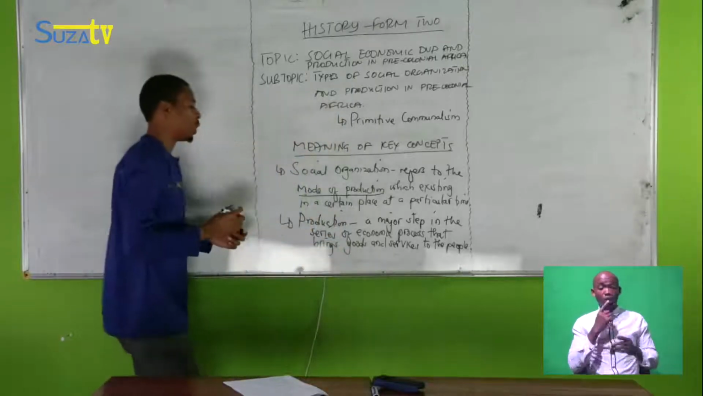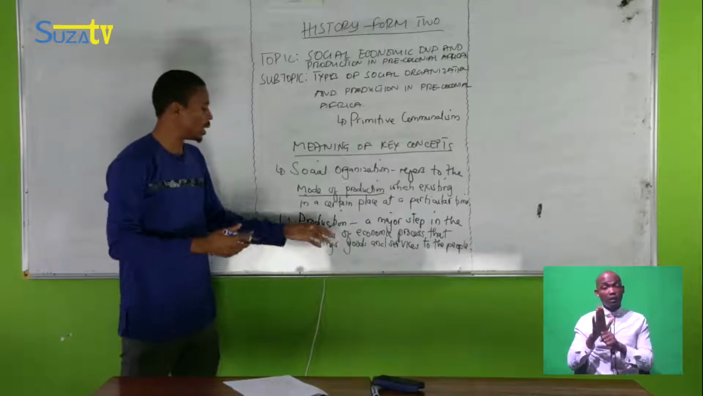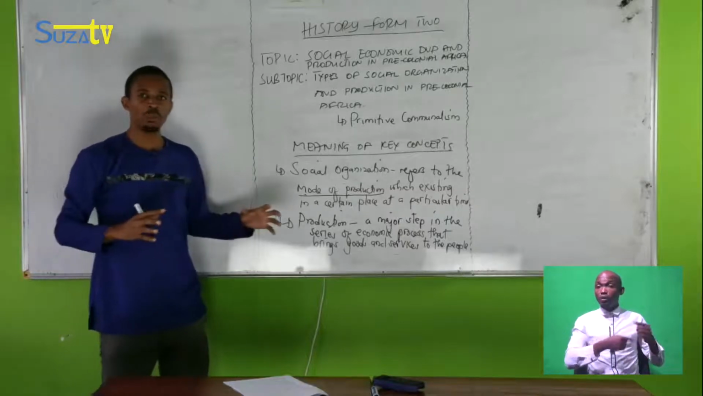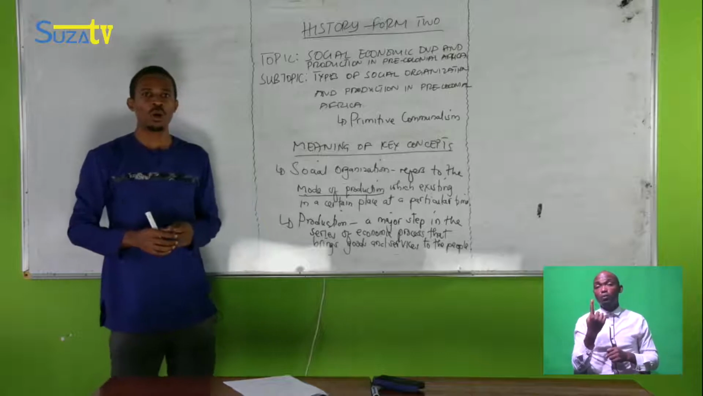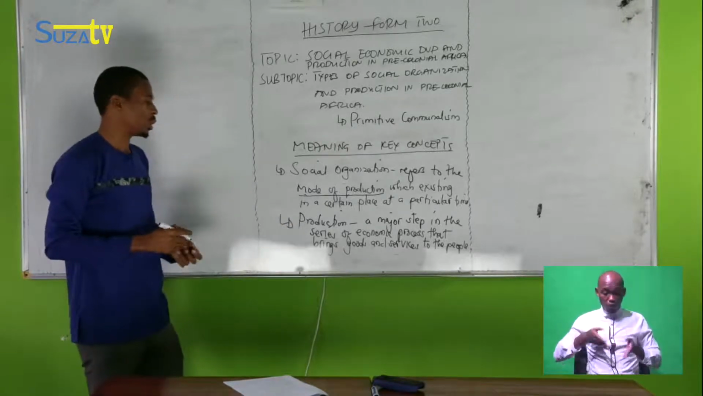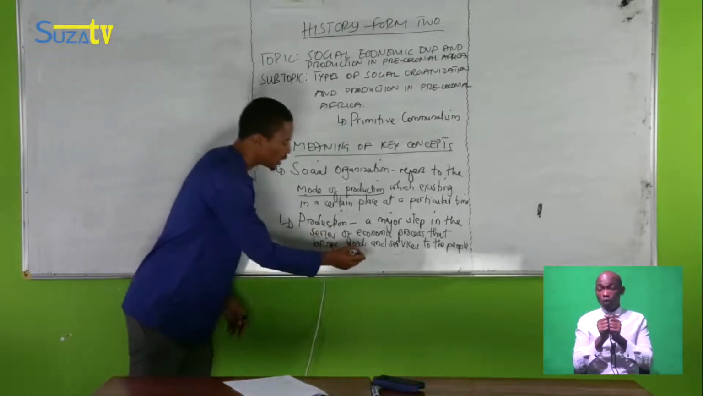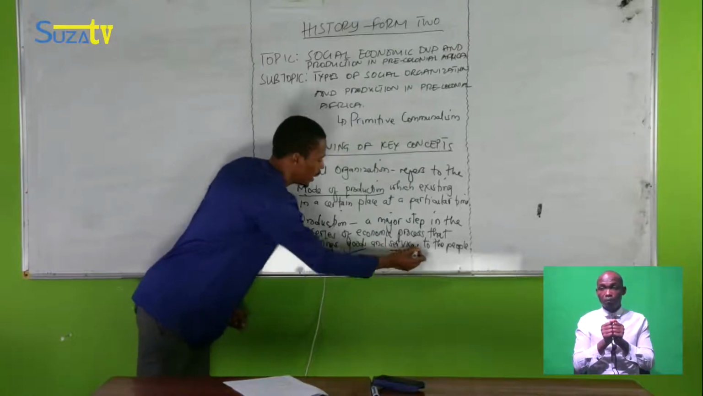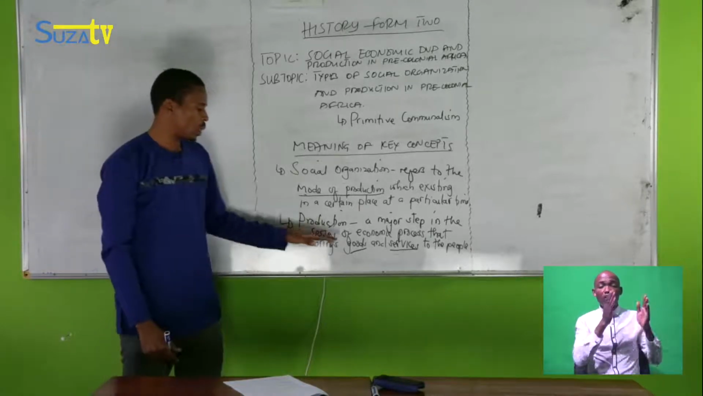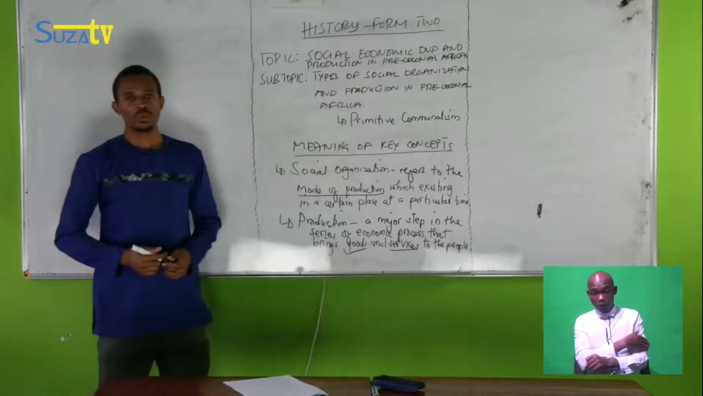So when we find the word production, we mean a major step in the series of economic processes. In the economic process, we have many steps. But one of the major steps is this one called production. And in production, what do we get? We get goods and what? Yes, and services. So we as human beings, in production, we get goods and services. Are we together?